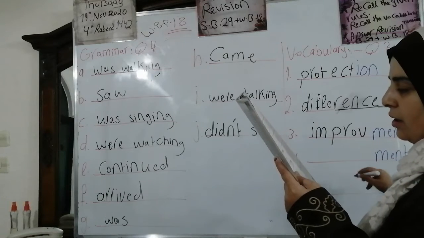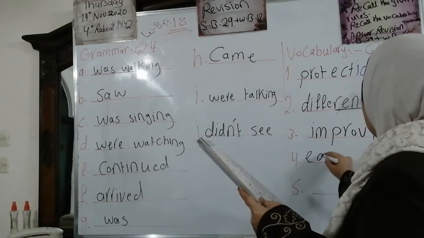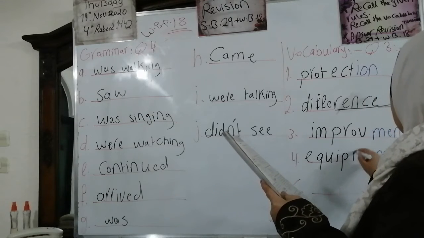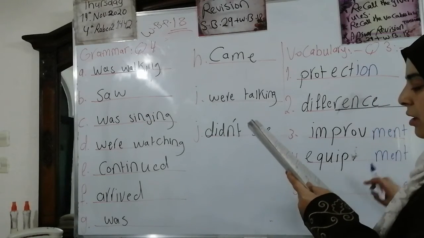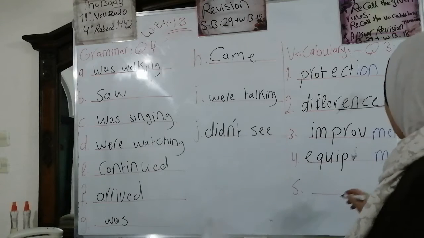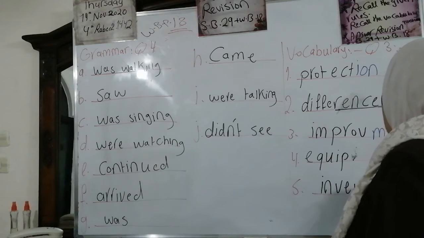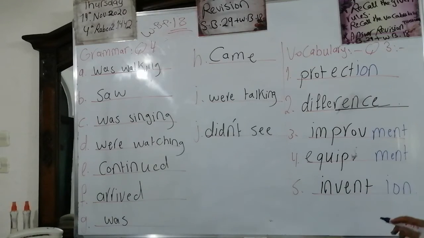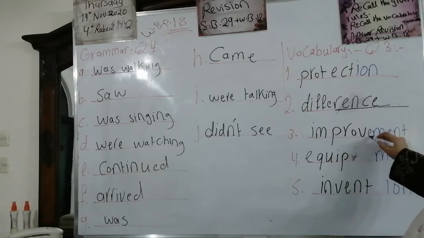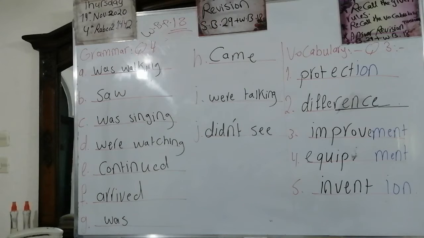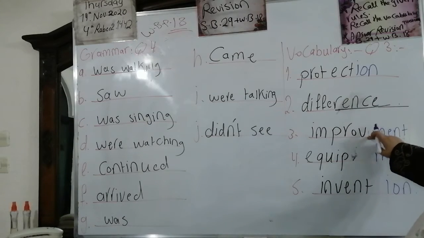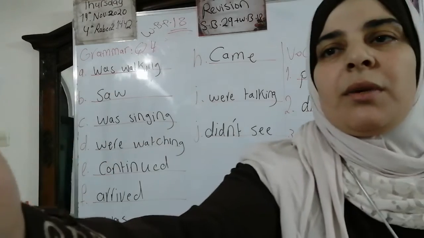Right. Number 4, equipment. It's written here. Invention. Okay. Improvement. Like this one, we have E here. Improvement. No, we don't have. Correct, yes. Yeah, stay with me.